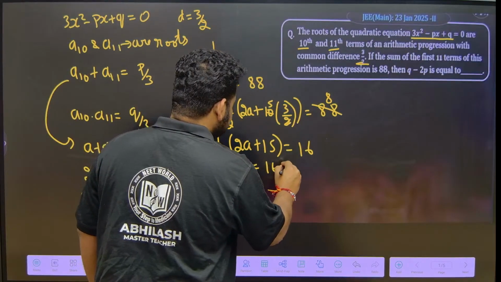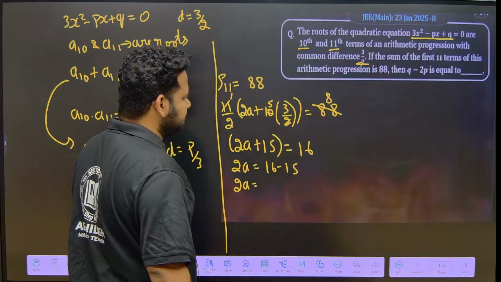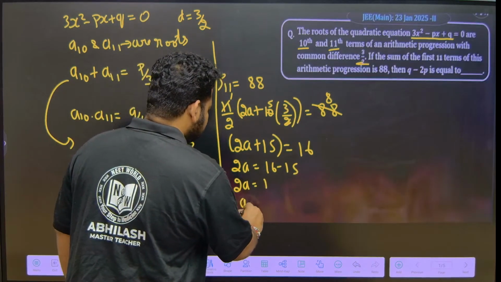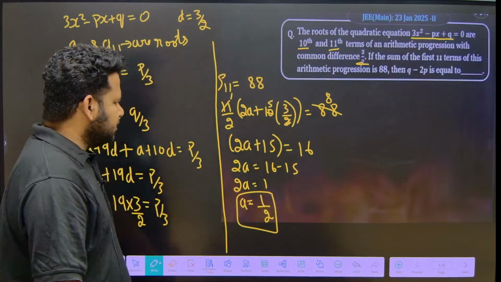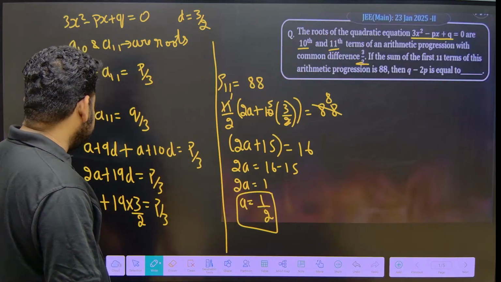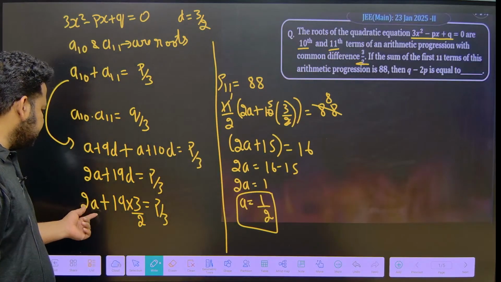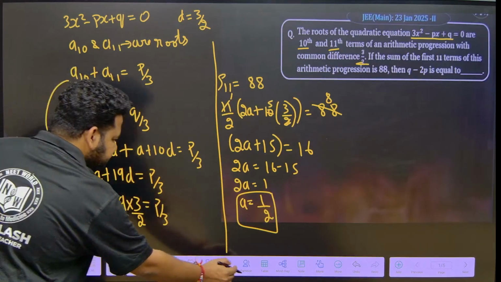2a will be equal to 16 minus 15. 16 minus 15 is 1. So a is equal to 1 by 2. We got a as equal to 1 by 2. Now it is easy for us because we got a equal to 1 by 2. If I put the value of a equal to 1 by 2 here, so this will become what?